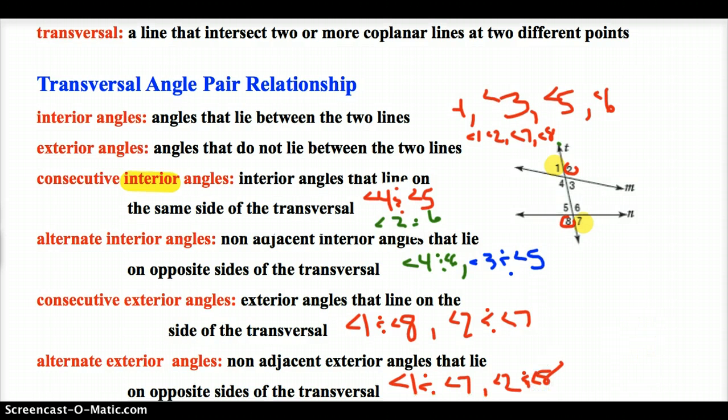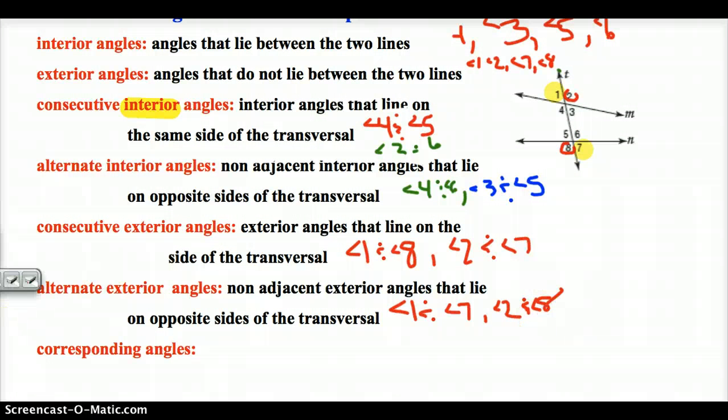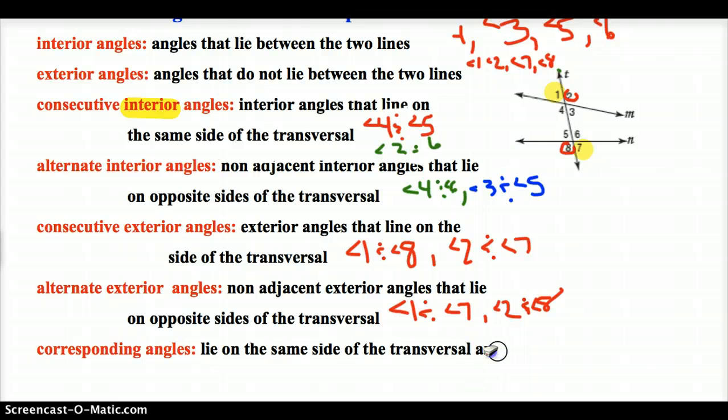And then our last special angle pair names are called corresponding. Corresponding angles lie on the same side of the transversal and on the same side of the line.